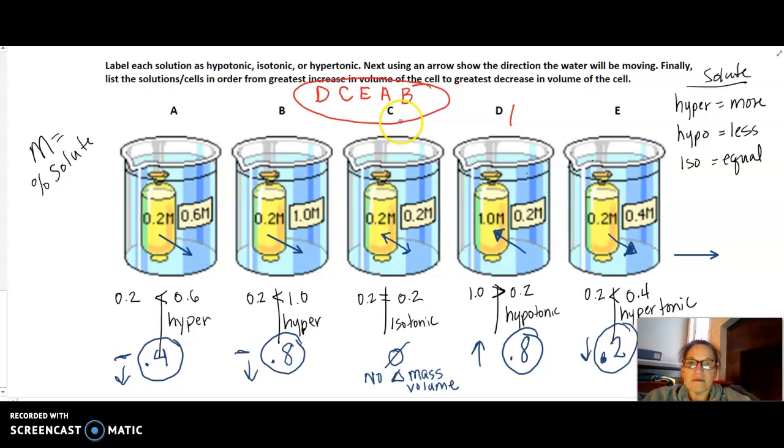We would have D, C, E, A, and B would be the smallest.